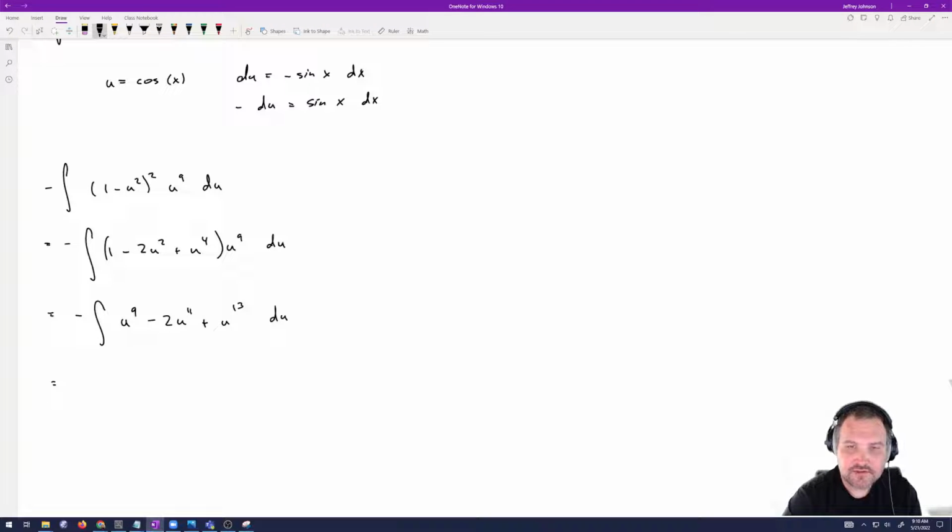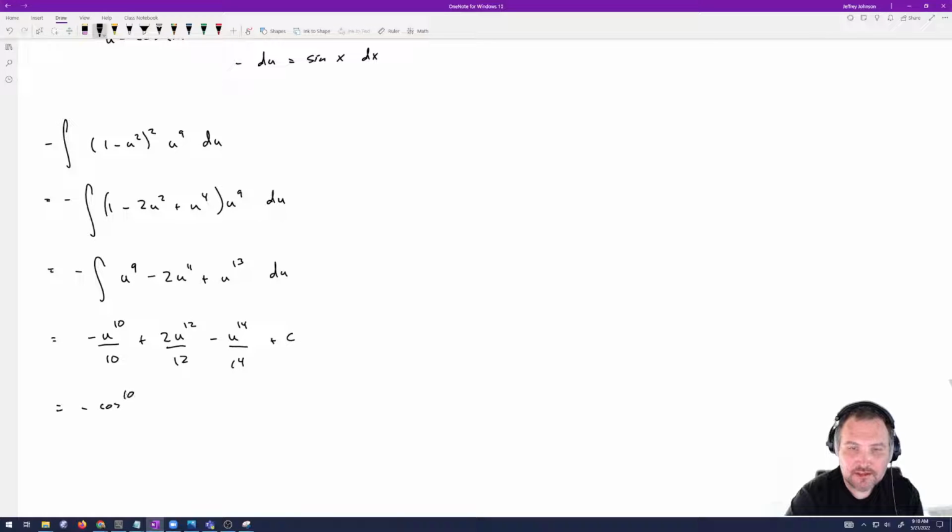Our antiderivative in terms of u is a minus u to the 10th over 10 plus u to the 12th over 12 minus u to the 14th over 14 plus some constant of integration, and then we can just put our cosine back in.